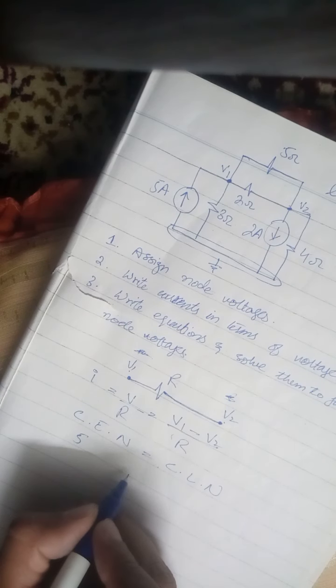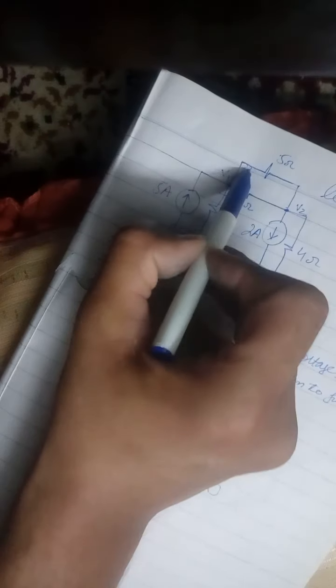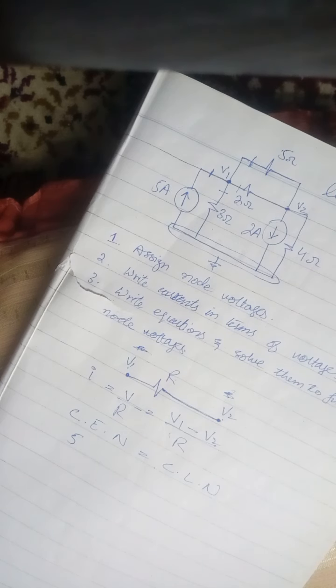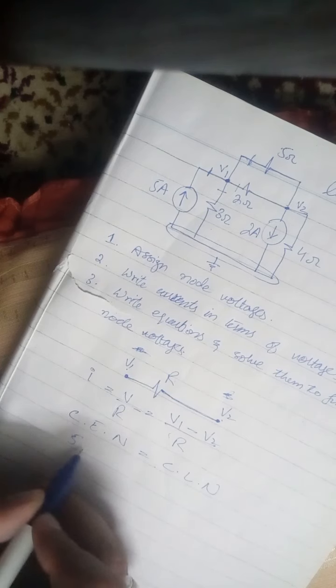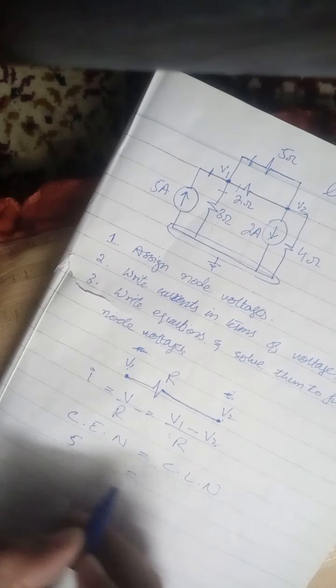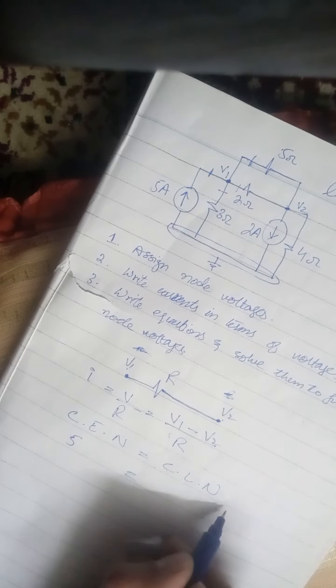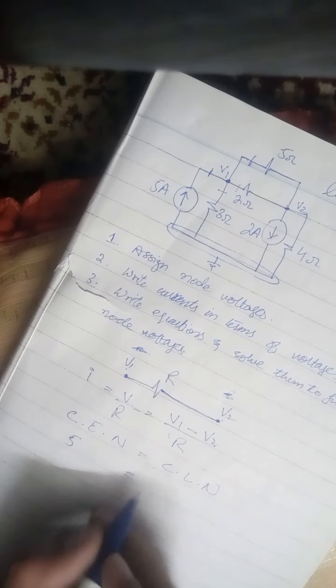Is there any other current source related to node 1? No, there are only 3 resistors, 3 ohm, 2 ohm and 5 ohm. These are the 4 branches linked to the node 1, जिसमें से एक आपके पास करंट सोर्स है. तो 5 करंट सोर्स, रेस्ट रेजिस्टर्स से करंट्स लीविंग द नोड. सिंप्लीफाई हो जाएगा इस तरह आपके पास इक्वेशन.